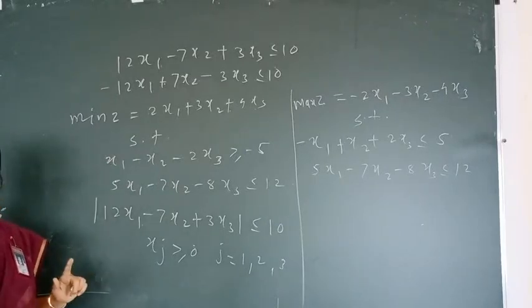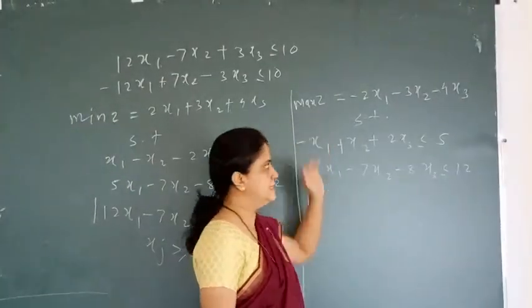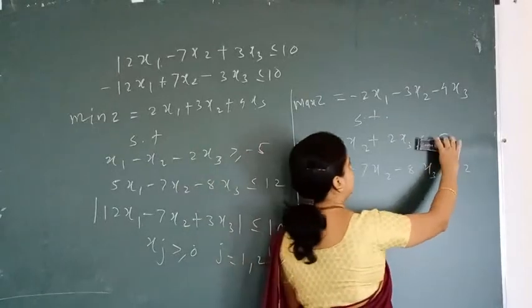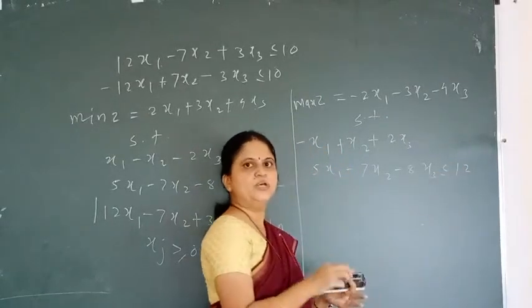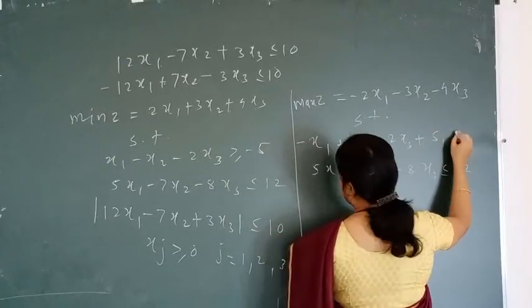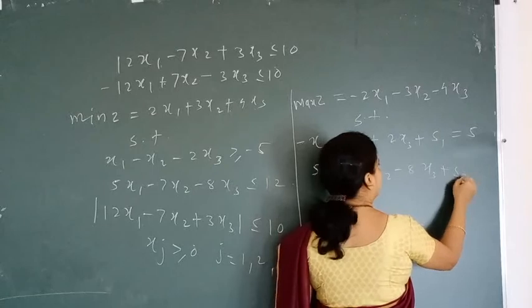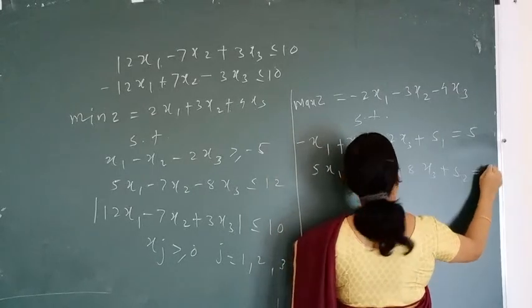Now let me convert it to standard form. In the standard form, our objective function is as it is. Only I need to convert the less than or equal to type to equality type. That means I add slack variables. So plus S1 is equal to 5. In the second equation also I add slack variable S2, equal to 12.